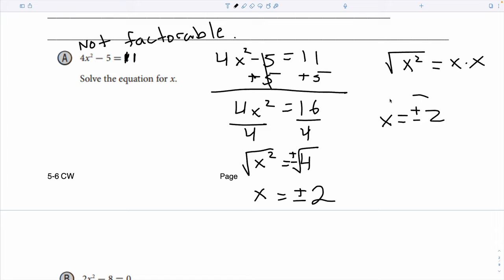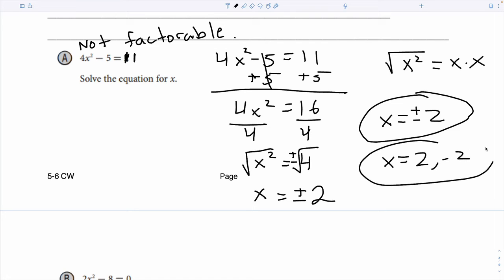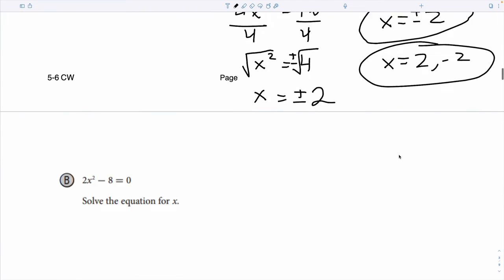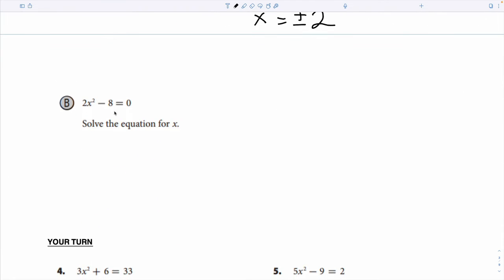If you want to put plus or minus as the options, you can list it like this, or you can list it separately. They're the same answer. Okay, next one. Hopefully this is a little bit better. 2x squared minus 8. It doesn't have an easy option.